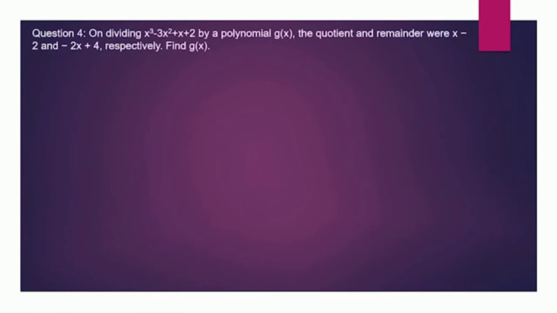Now, moving on to the fourth question, they have given: on dividing x cube minus 3x square plus x plus 2 by the polynomial g of x, the quotient and remainder were x minus 2 and minus 2x plus 4 respectively. We have to find g of x. What they have given is p of x as x cube minus 3x square plus x plus 2, and they have also given q of x as x minus 2 and r of x as minus 2x plus 4. They have asked us to find g of x.